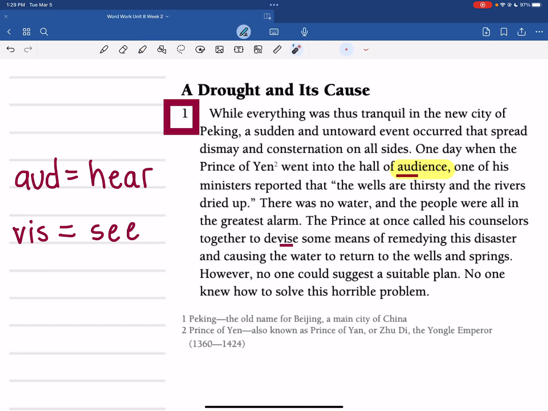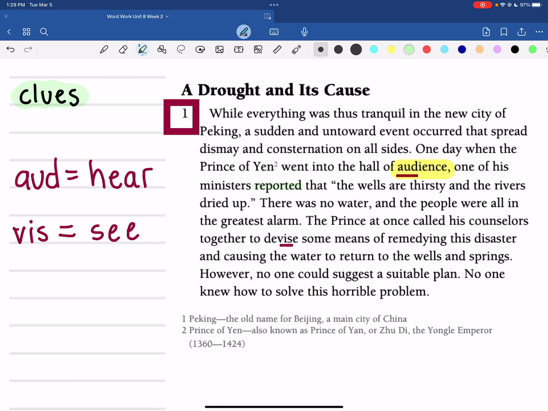But also, there are other clues, context clues, in this sentence that help me figure out what the word audience means. I'll go ahead and highlight those clues in green. So any clues that you're going to see me highlight will be in this green color. Alrighty, so it says the Prince of Yen went into the Hall of Audience. One of his ministers reported.